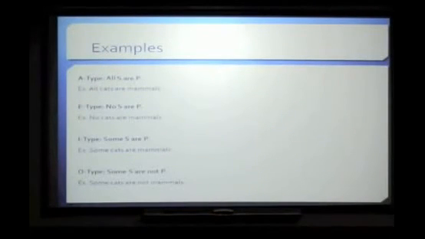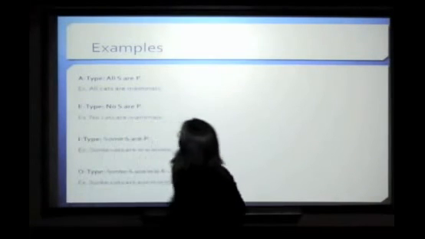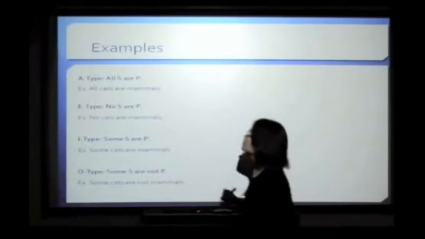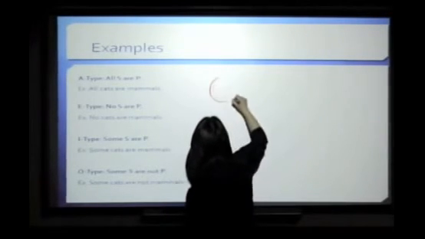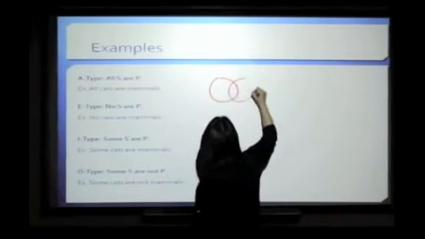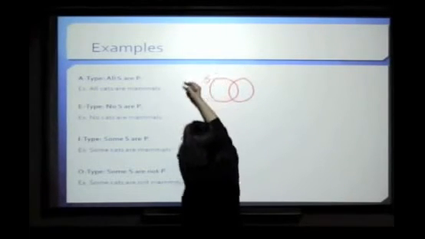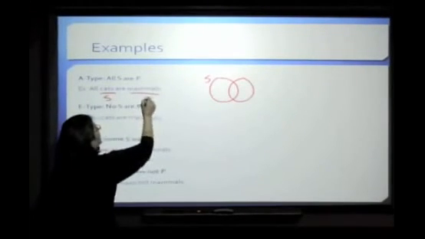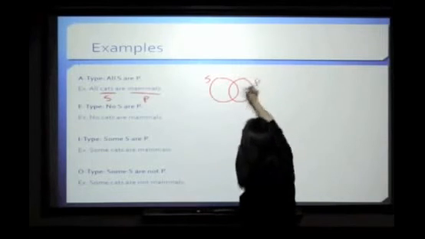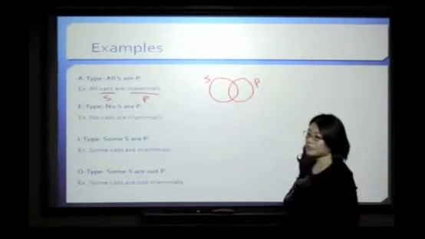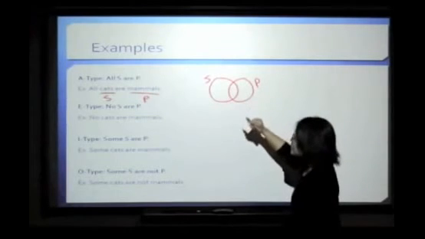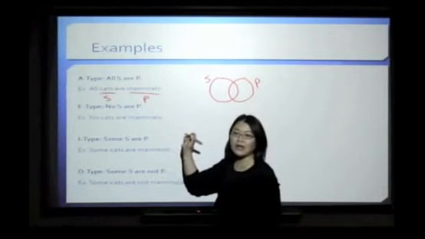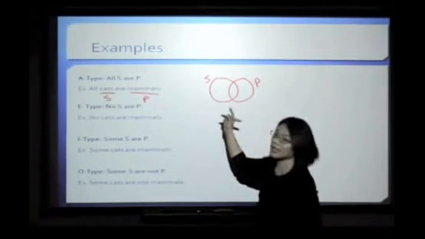So here we have the statement. It's an A-type statement. All cats are mammals. So we want to draw two interlocking circles. And we have S representing our subject term, cats, and we'll do P to represent our predicate term, mammals. And because this is a universal statement, you want to shade everything that does not possibly exist according to the statement.